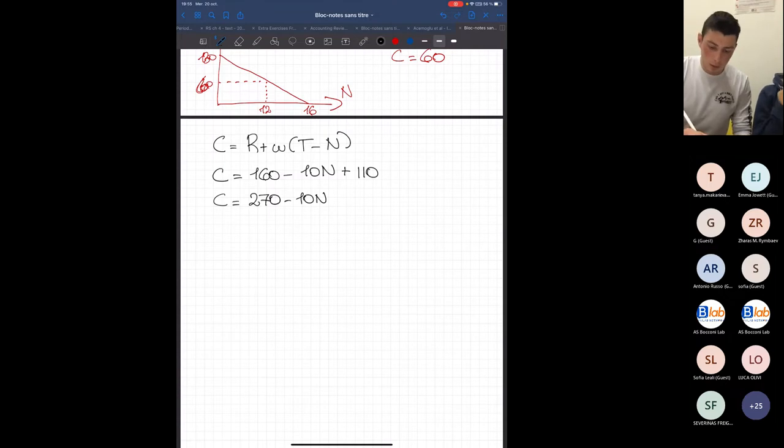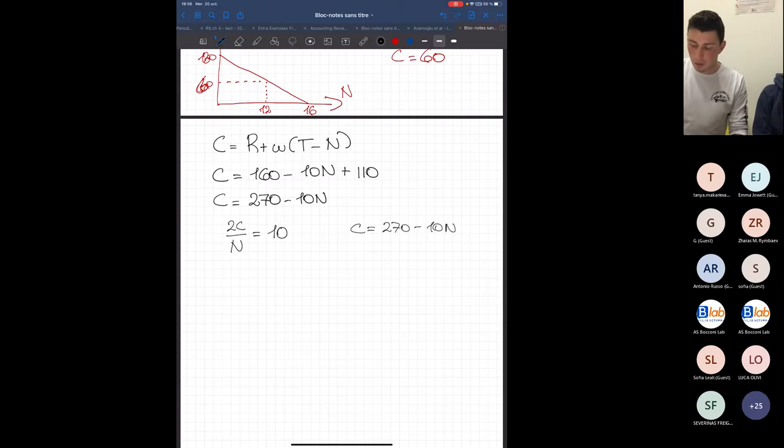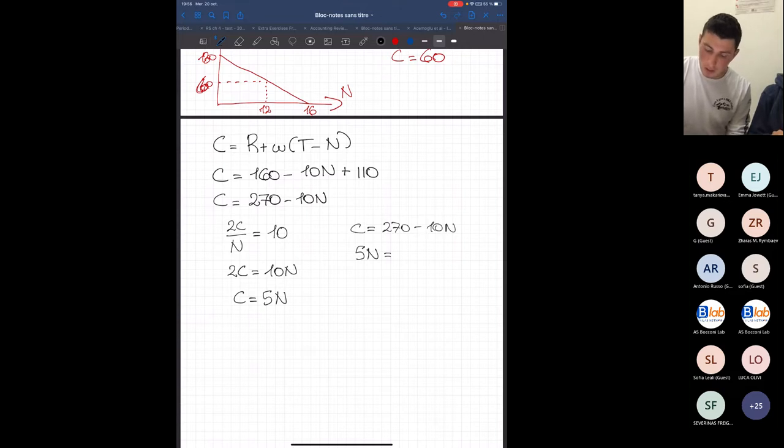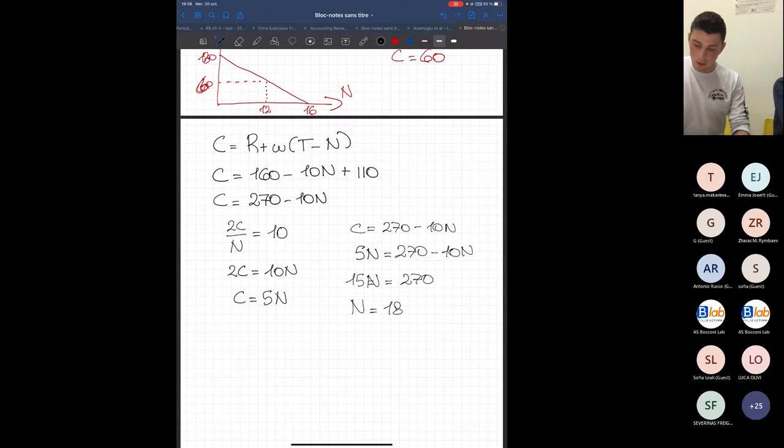Okay, so now we do the same reasoning that Samia did in the earlier point of the exercise. So we do our two equations. This is the first equation. The second equation is our budget constraint. And we easily find the value of our n. So basically we know that 2c is equal to 10n, therefore c is equal to 5n. We substitute 5n for c and we find 5n is equal to 270 minus 10n. Go on with the solution, 15n, because I move it on the other side, equal to 270, n is equal, if I'm not wrong with the math, to 18.